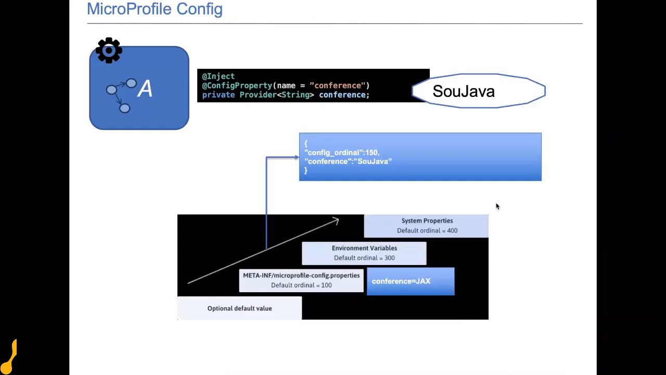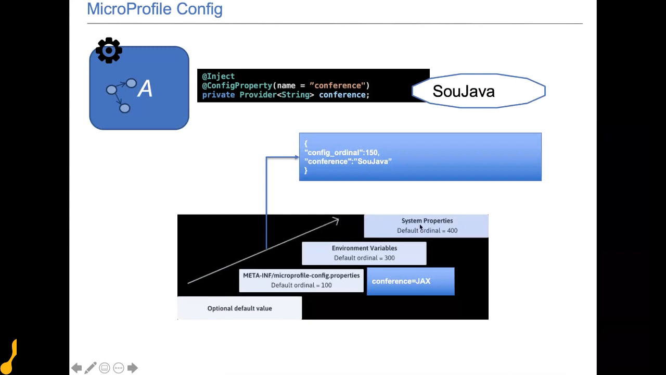So to put everything in one picture here, as I mentioned earlier, you have three default config sources: META-INF/microprofile-config.properties, environment variables, and system properties. And also in your code itself, you can give a default value in your microservice code, which we call an optional default value. That has the lowest priority.